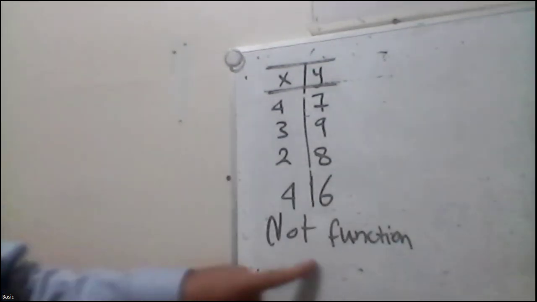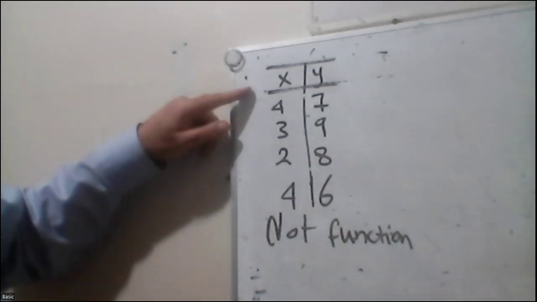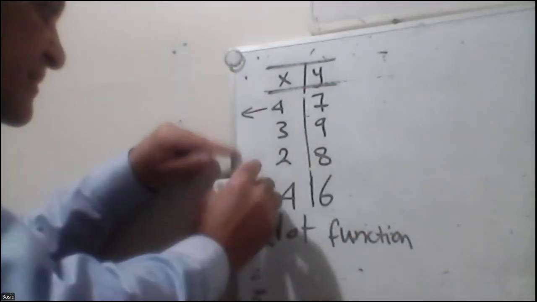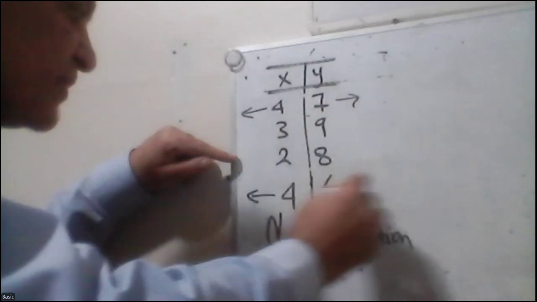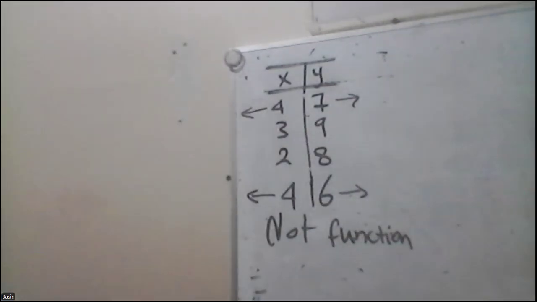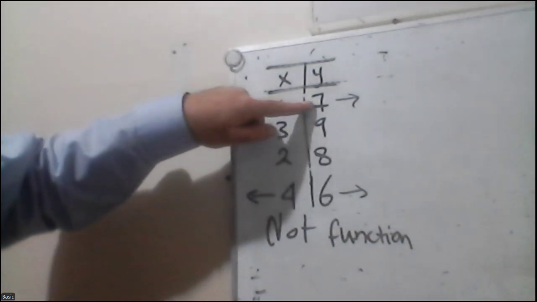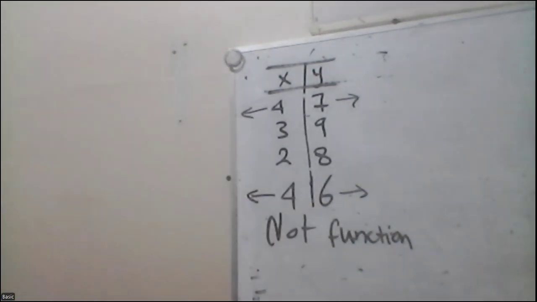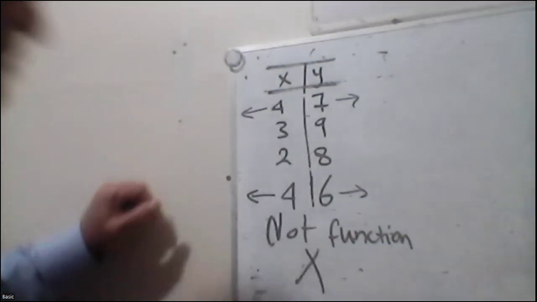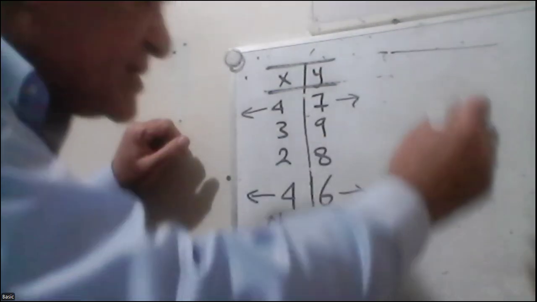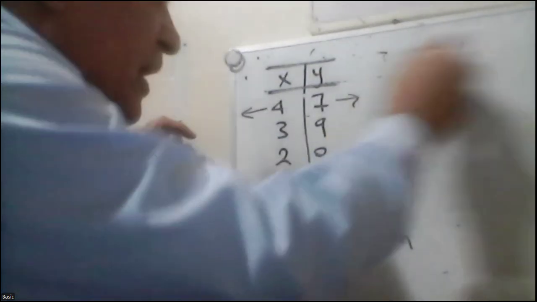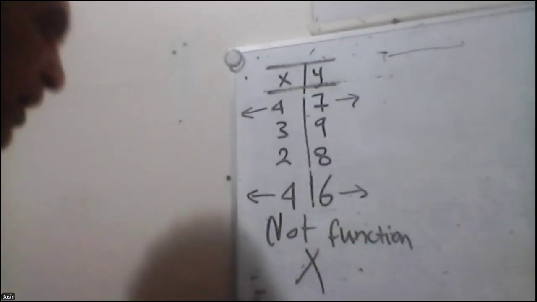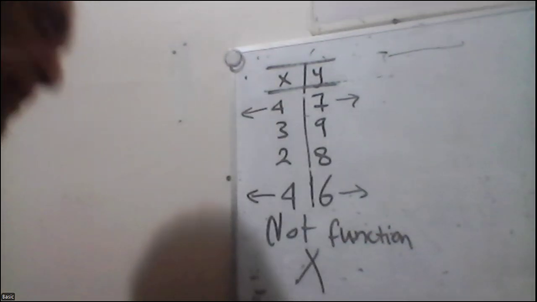Why is it not a function? Simply because we have two values here for x with different values for y, which means not a function. How can x be 4 and y be 7 in one example, and then in the same exercise x is 4 and y is 6? No, this will never happen. For that reason, this is not a function. Let me remove this now. We know that when there is an x repeated with different values of y, this is not a function.